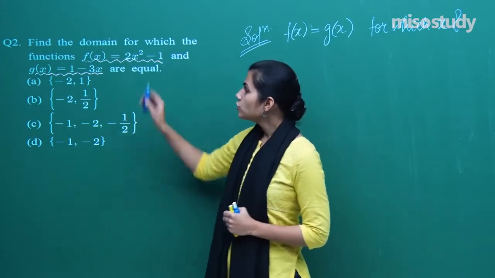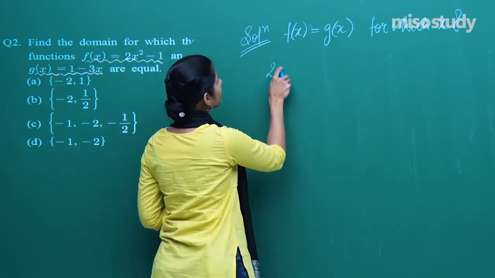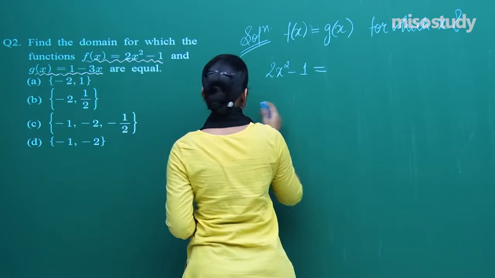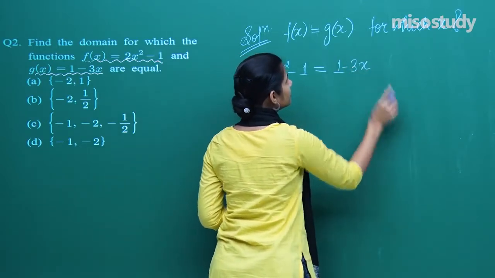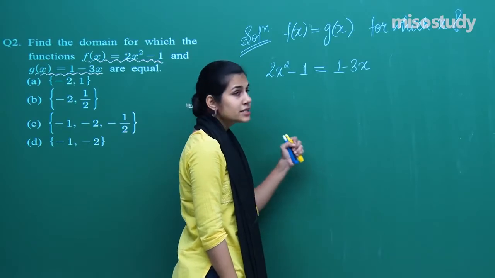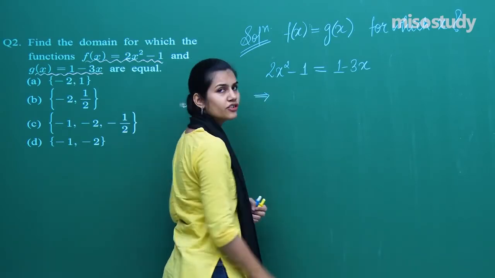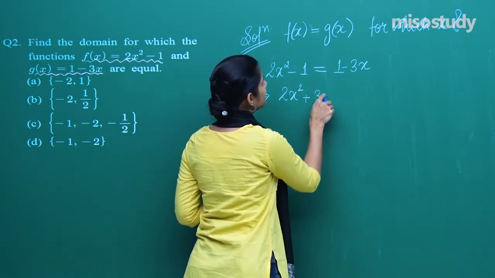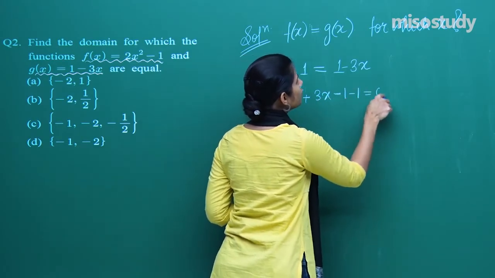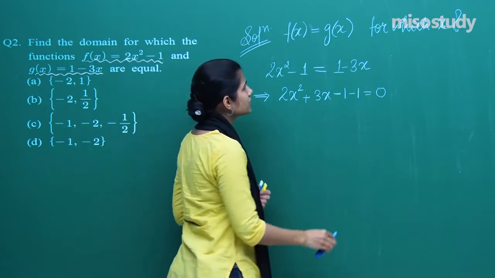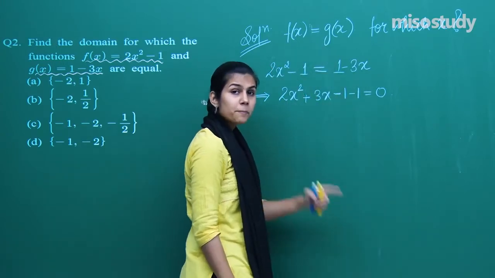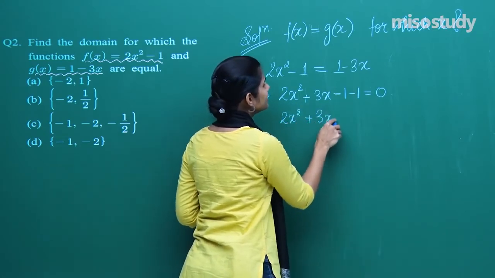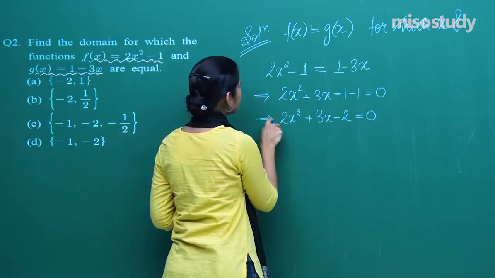f(x) given to you is 2x square minus 1. g(x) given to you is 1 minus 3x. These two are equal for certain x, which implies this expression is true: 2x square plus 3x minus 2 equals 0. So if for certain x f(x) is equal to g(x), this implies for that x, 2x square plus 3x minus 2 should be 0 definitely.